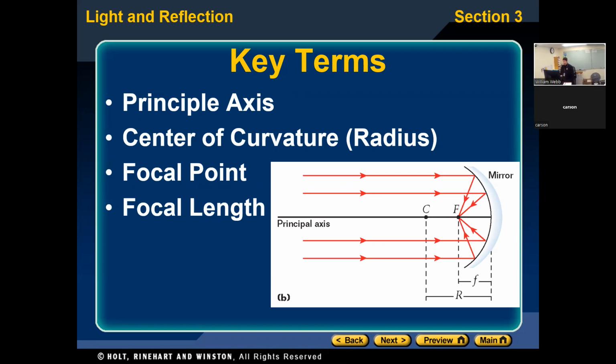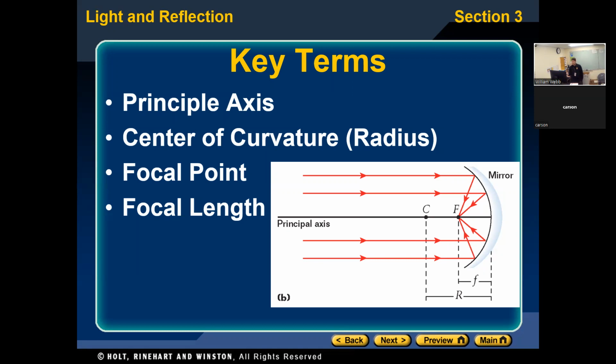Now, for the lens or mirror, there's going to be a defined focal point. And the focal point we label with F, and that's the point that all the light rays are going to reflect through if they're parallel. If they're not parallel, we're still going to be able to draw some light rays reflecting through the focal point. So the focal point is actually that spot on the principal axis where all the light rays come through.